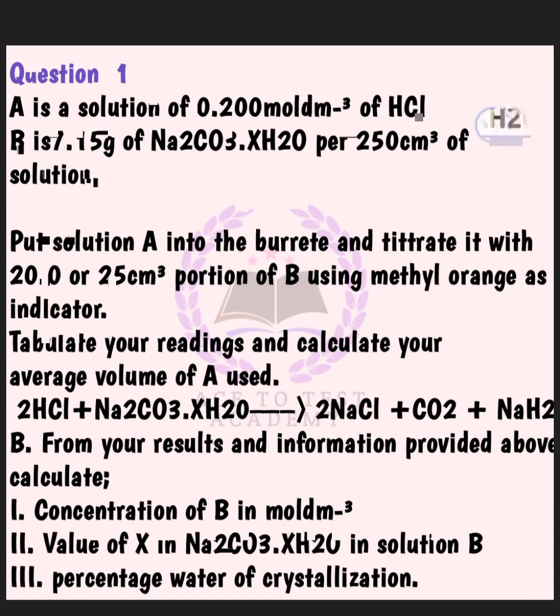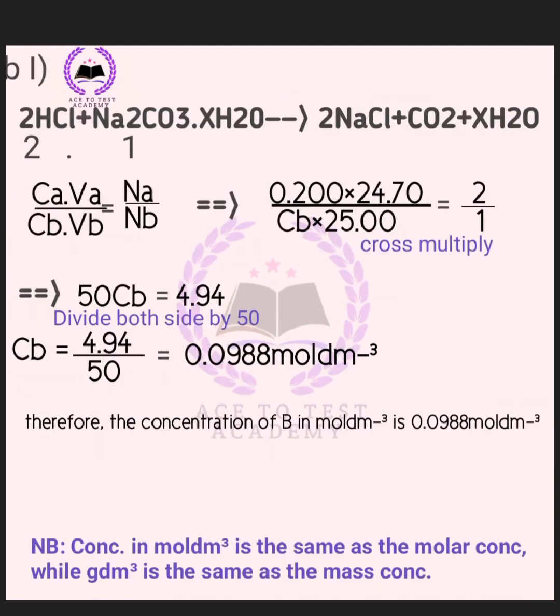Our formula is CAVA over CBVB equals nA over nB. The C there is concentration and the V is the volume. The C is the concentration of the acid, so all the A's are for the acid, while all the B's are for the base. The n is the number of moles. Here is the question.